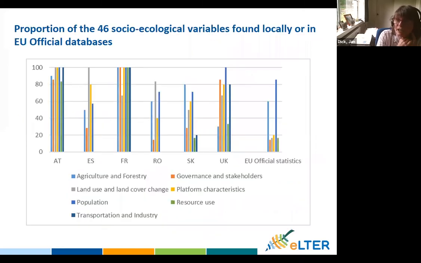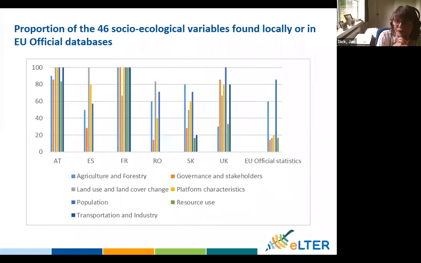Taking the 46 social ecological variables that I mentioned earlier, the 6 platforms, which here are just represented by their country code, look to see what they could find locally. And we also look to see what the European official statistics could give us. And this is the proportion of the 46 variables. So what's most striking here, I think, is that no country or no LTSER platform manager thought that they could deliver data on all of the 46 variables.